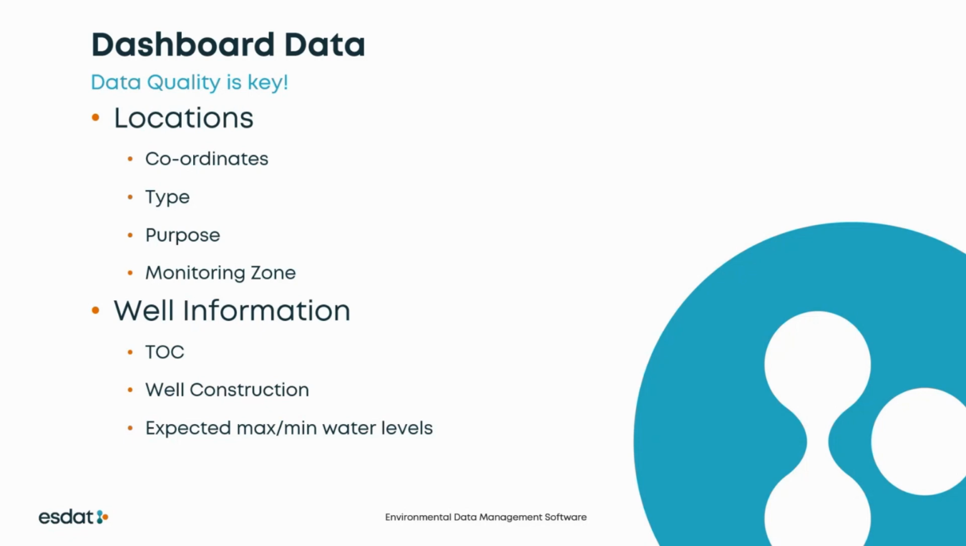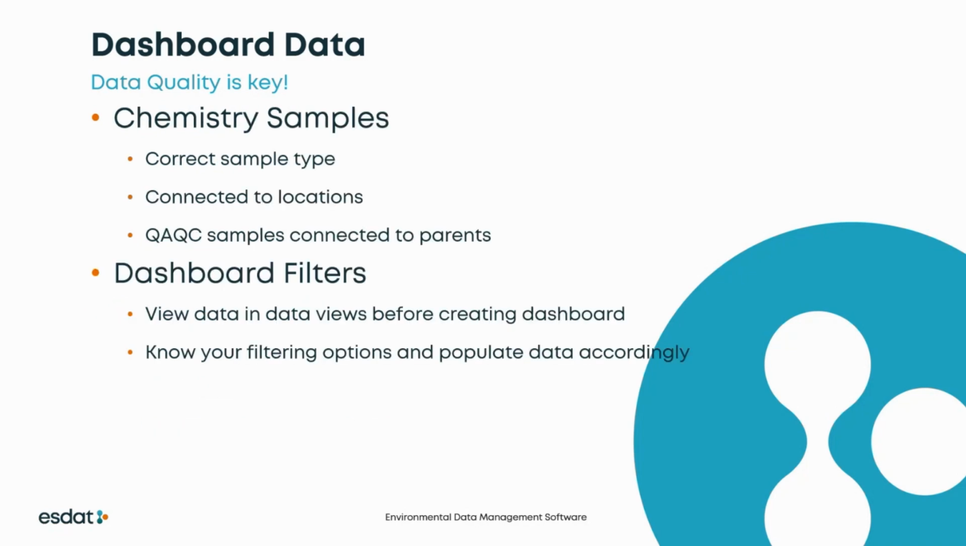So locations and wells, making sure that your ESdat data is set up really well from the start. It's very, very important. The next one is your chemistry samples. So making sure that when your data comes in from the lab or when you're uploading from the field, you always have the correct sample type. So your normal samples that come from the lab are literally normal, but if you have any QA/QC samples, they need to be allocated the correct sample type.